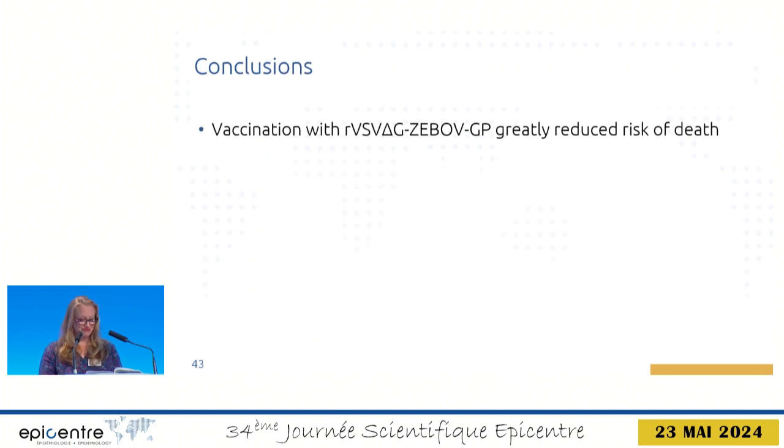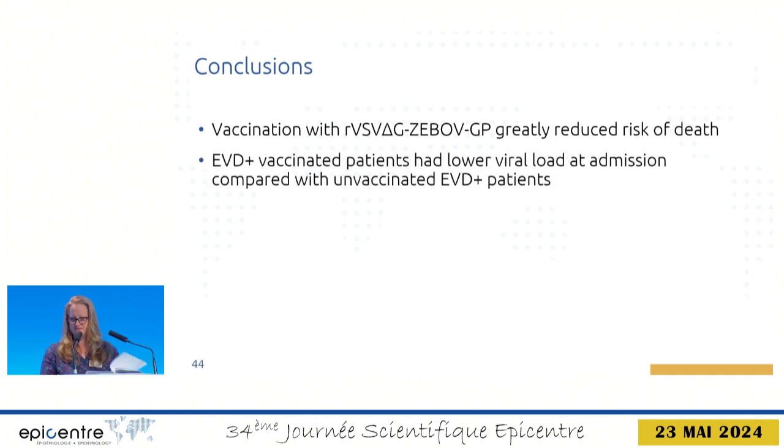In conclusion, vaccination with rVSV greatly reduced the risk of death, even when adjusted for EVD-specific treatment, age group, sex, healthcare worker status, and time from symptom onset to admission. An additional observation explains the possible effect of rVSV on the reduction of the case fatality risk. Patients with EVD who were vaccinated showed higher cycle threshold values at admission, signifying lower viral load compared with patients who were not vaccinated. This difference increased as the time between vaccination and symptom onset increased.